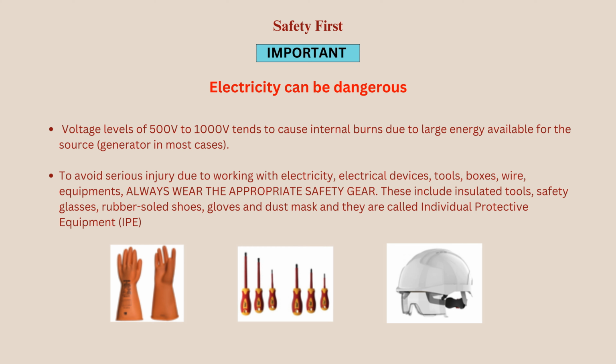Another safety tip: voltage levels of 500 volts to 1000 volts tend to cause internal burns due to large energy available from the source generator in most cases. To avoid serious injury due to working with electricity, electrical devices, tools, boxes, wire equipment, always wear the appropriate safety gear. These include insulated tools, safety glasses, rubber-soled shoes, gloves, and dust masks, called individual protection equipment.